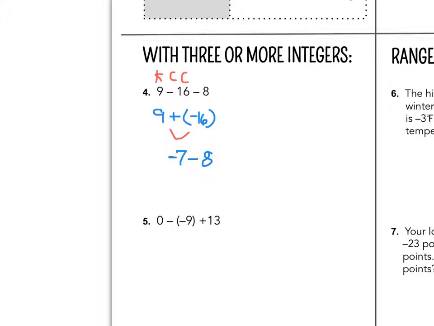So we're going to do keep, change, change again over this because it's subtraction. We keep the negative 7. We change the subtraction to addition. And then we change the 8 to its opposite. Okay, and now we solve it using our adding rules. So here we have negative 7 plus negative 8, which means they're the same sign. And so we find the sum, and it's going to stay negative, negative 15. And we box our answer.